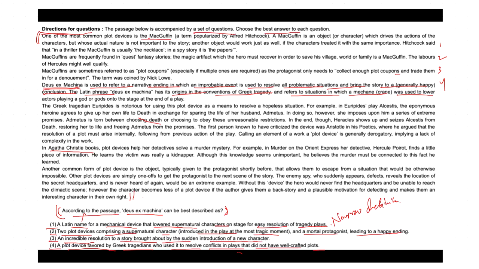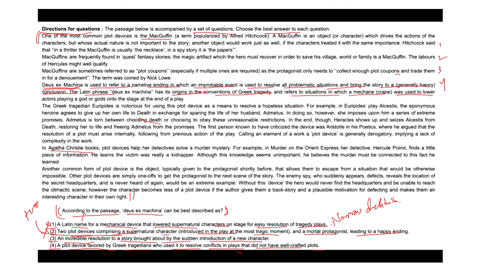But option two also indicates what? Option 2 also states two plot devices comprising a supernatural character introduced in the play at the most tragic moment and a mortal protagonist leading to a happy ending. So, if you observe, option 2 is also incorrect since it refers to two plot devices. Since it refers to two plot devices, it is eliminated because it is not mentioned in the passage. So, in that case, options 1 and 2 are eliminated.